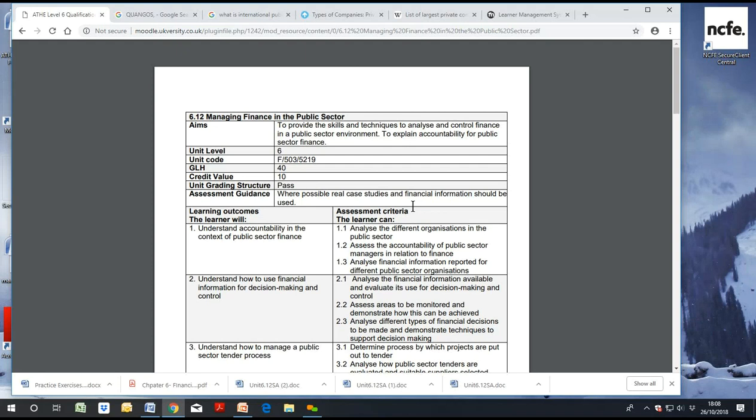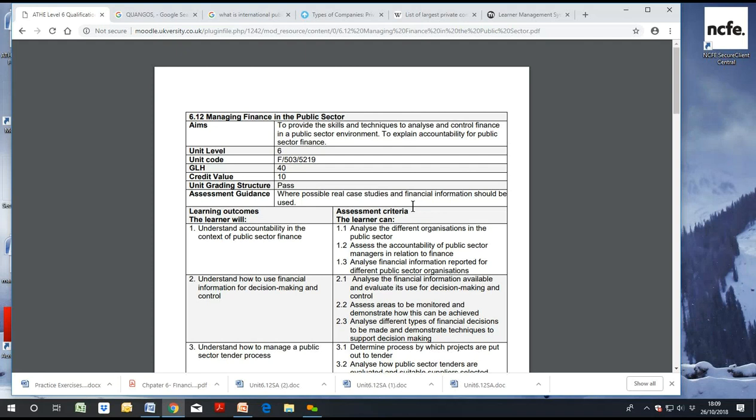That's all. So this unit has three main learning outcomes. Learning outcome one is to understand accountability in the context of public sector finance. Learning outcome two is to be able to understand how to use financial information for decision making and control. And learning outcome three is to understand how to manage a public sector tender process. So you can see that there's nothing like pure accountancy in here. It's all for you to be able to understand, analyze and appreciate financial statements.